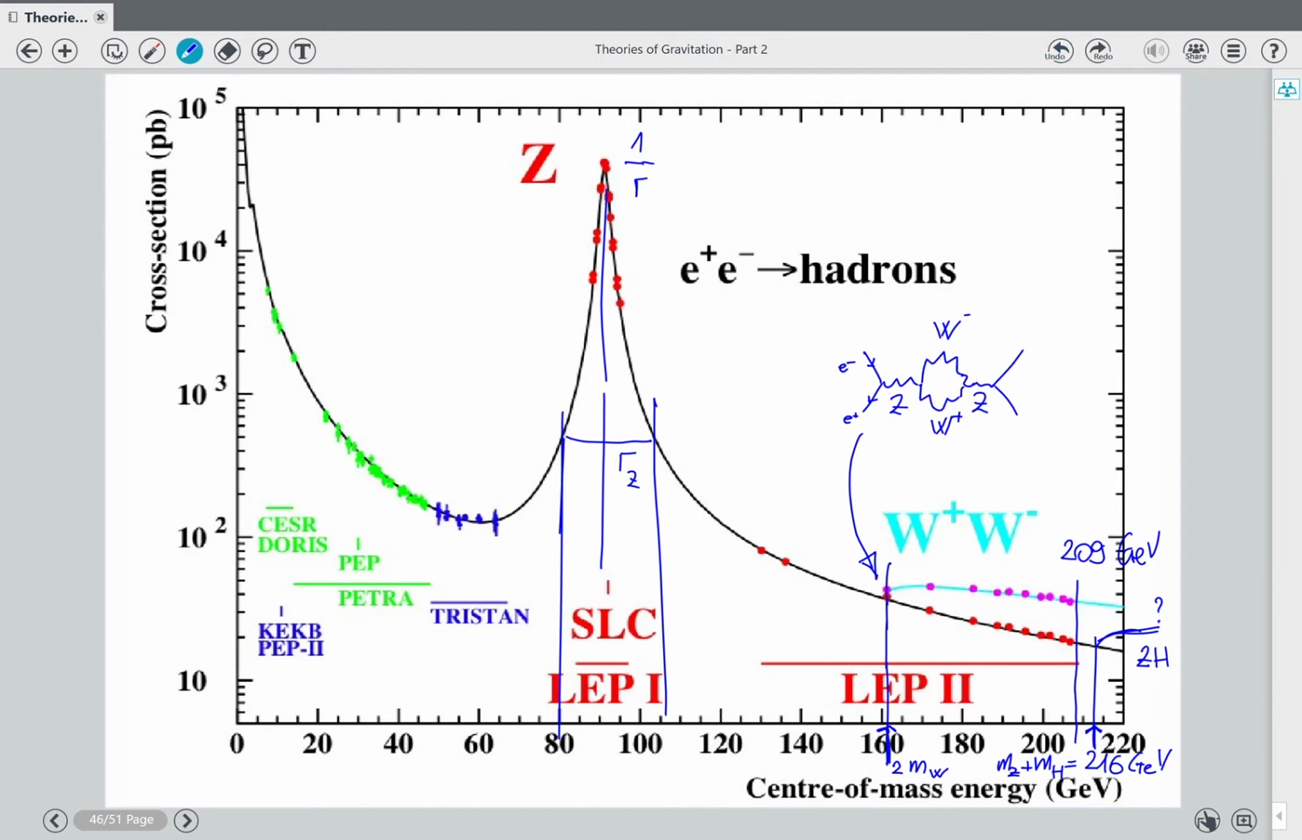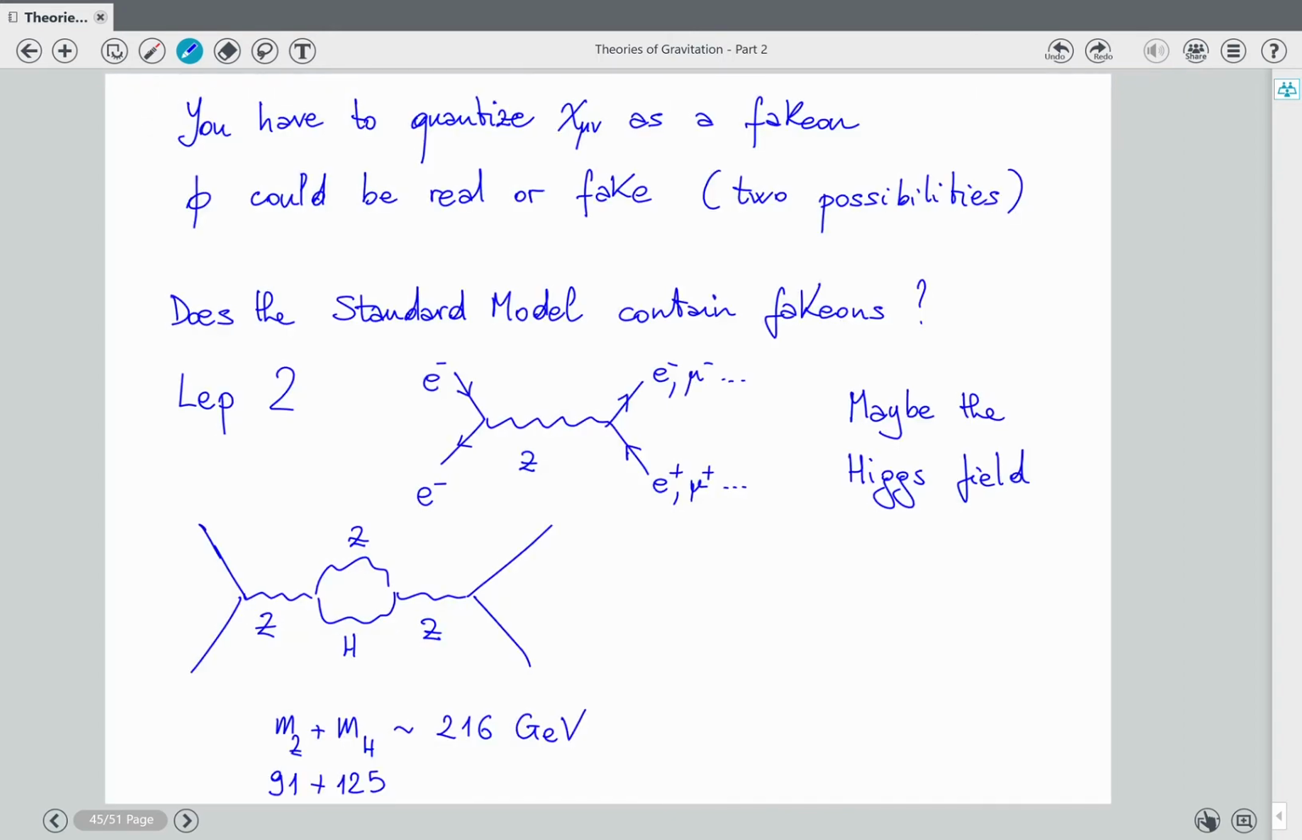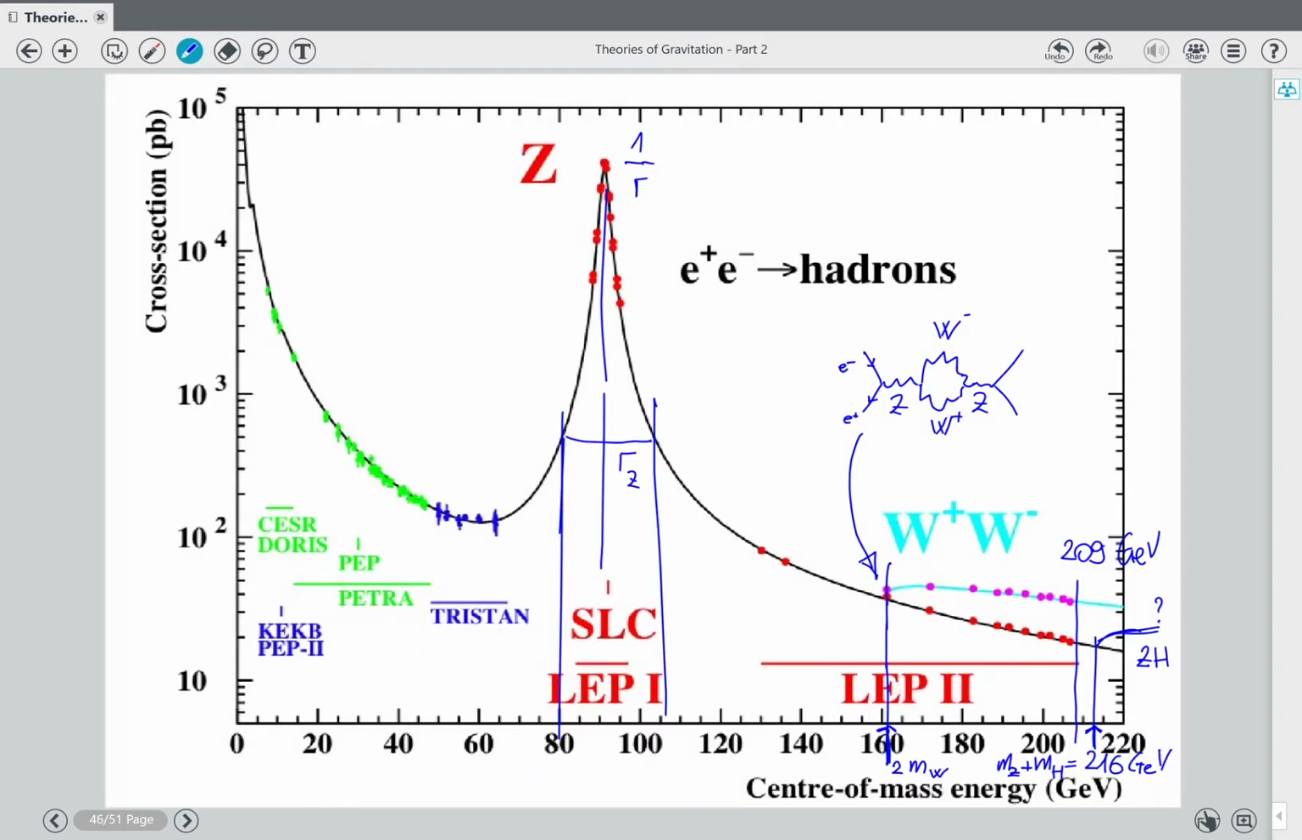And so again, if you consider the other process which was missed by lab 2, where Z and H propagate in between, that would have the imaginary part a threshold of 216 GeV. So even if you do not detect either Z or H directly, indirectly you can check whether it is fake or not, because there will be a different contribution above that threshold to the imaginary part.